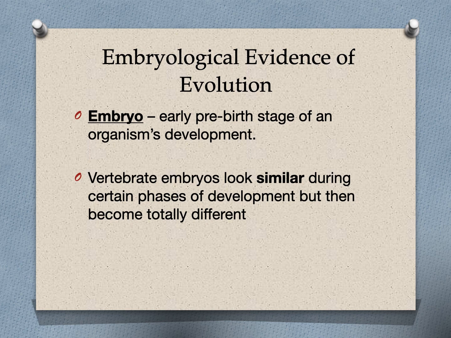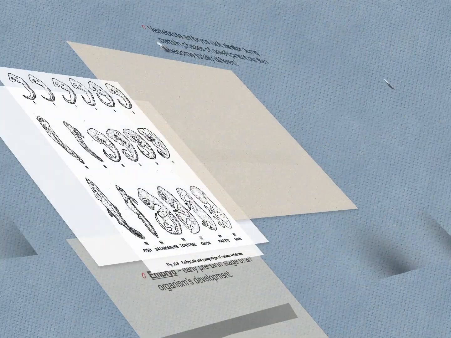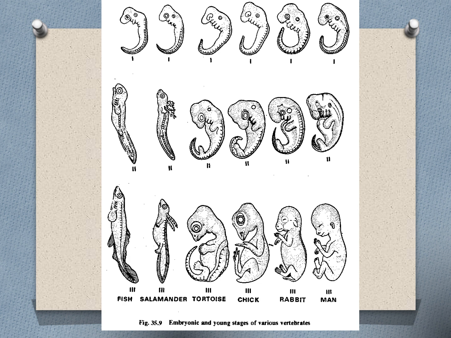You can also look at embryos, which are the pre-birth stage of an organism's development. They look similar during certain phases of the development, but then become totally different as different genes are turned on that become different things. So here you have a picture showing fish, salamander, tortoise, chick, rabbit, and humans at their various stages and their similarity early on, but as you get more and more growth, you then differentiate.